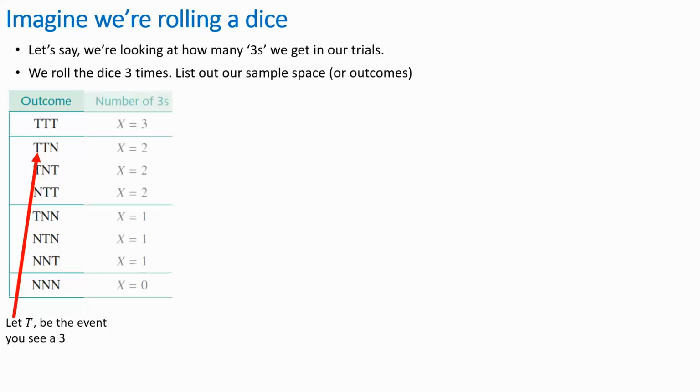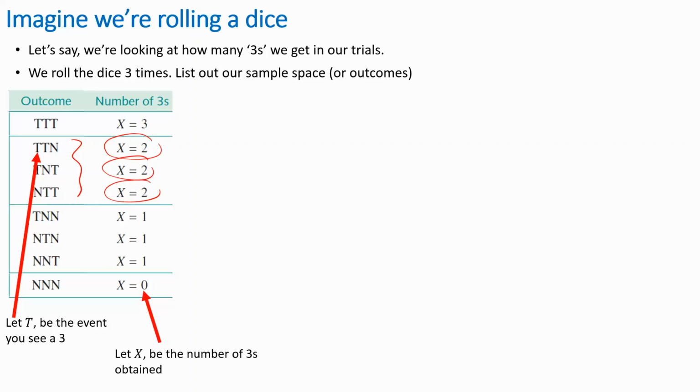Now, if I asked you to list down, let's say X is the number of 3s you get. In the first scenario, you've got TTT, that means you've got 3 successes. We called getting a 3 a success. How many successes do we get in these 3 rolls, or 3 trials? You get 3 for the first one. You get 2 successes for each of these examples here. And then you get 1 for each of these examples here, and you get 0 for this one.